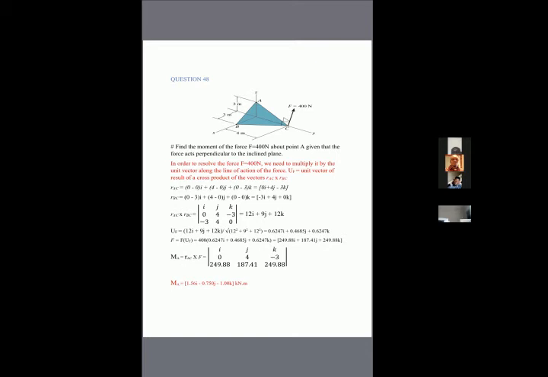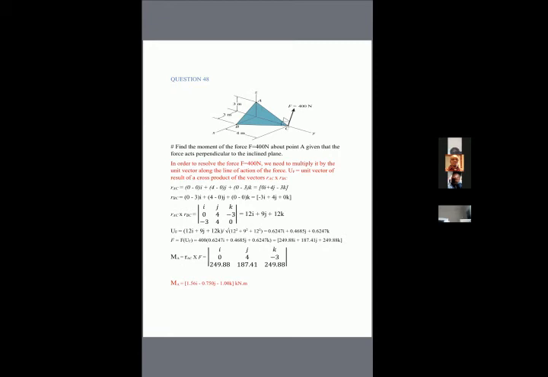Then in the Y, point C is actually 4 meters away from the origin. So it's 4 minus point A, which is actually 0 in the Y. So it's 4 minus 0 there. Then point C in the Z is actually 0 because it's on the base there. Then point A in the Z is actually positive 3. So it's 0 minus 3. So this gets us the vector 0i plus 4j minus 3k.